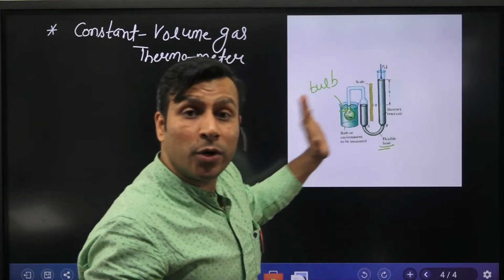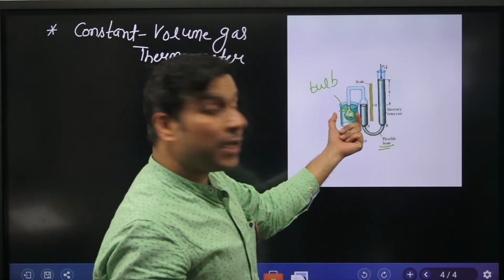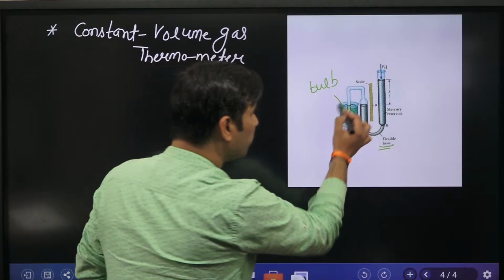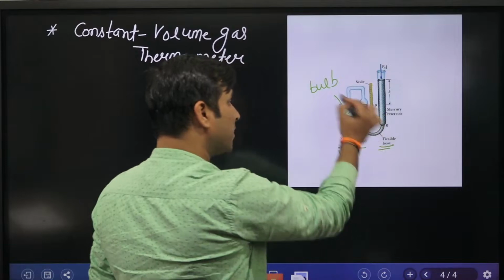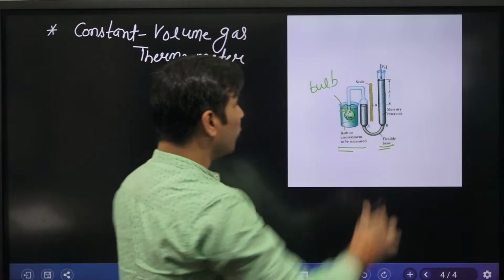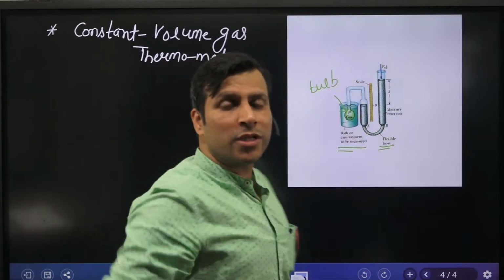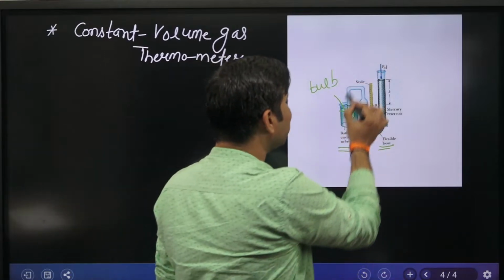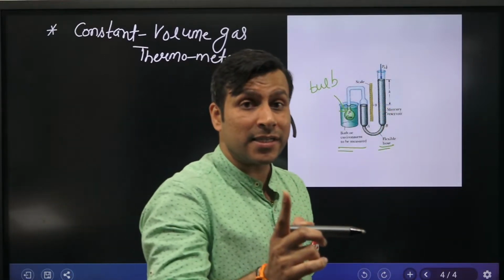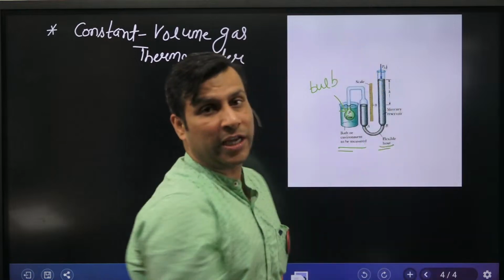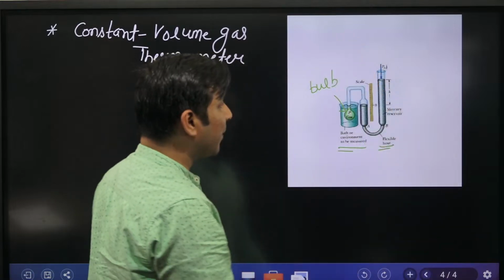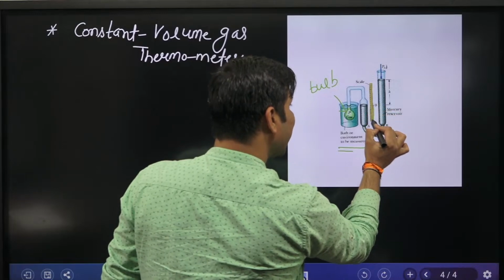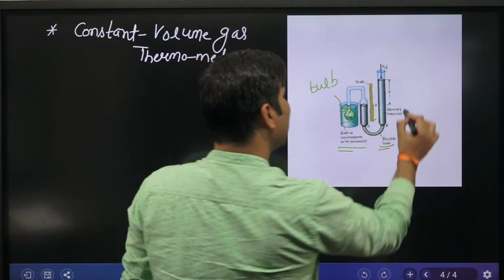So guys, when you bring this gas bulb into some hot water, suppose this is a hot bath or some high-temperature fluid in this container, what will happen? The gas will expand, its volume will change. So when its volume changes, the mercury level will go down here, and here the mercury level will rise.